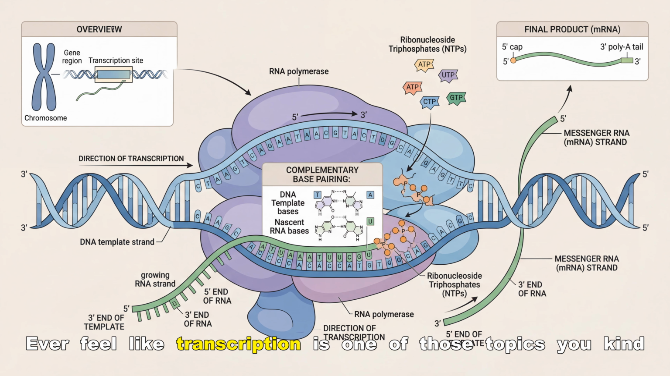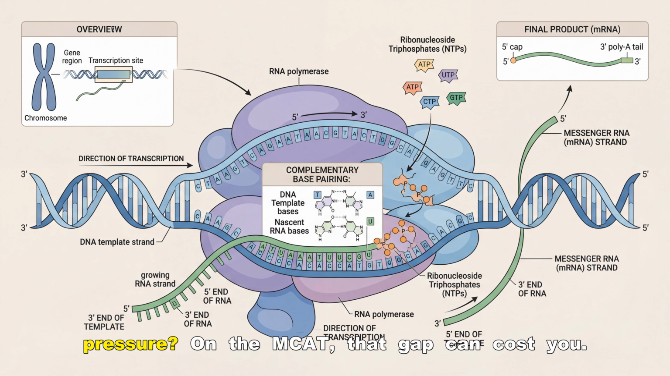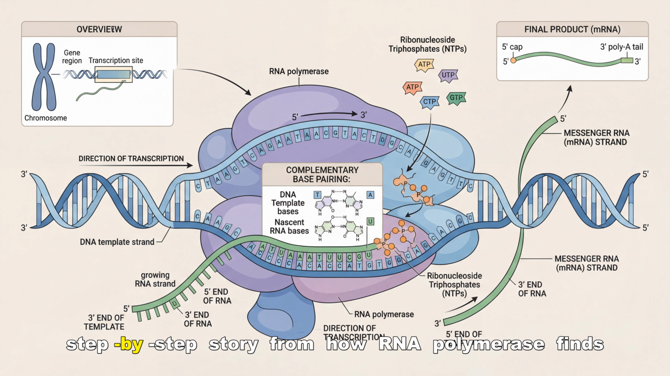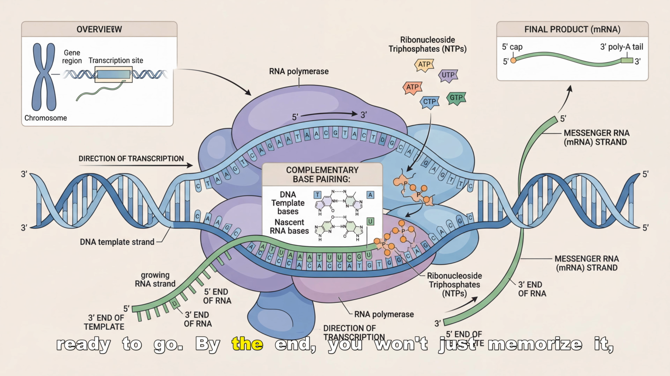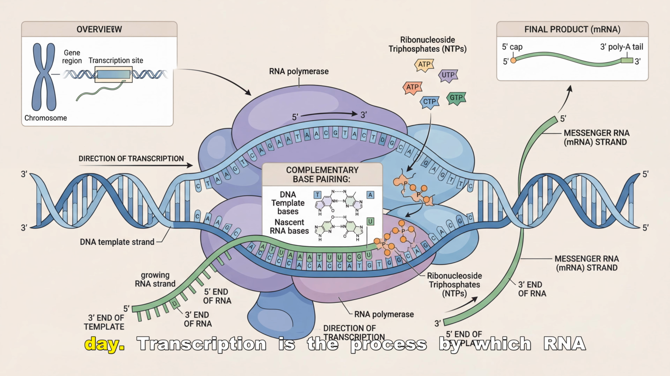Ever feel like transcription is one of those topics you kind of recognize but couldn't confidently explain under pressure? On the MCAT, that gap can cost you. In this video, we're breaking transcription down into a clear, step-by-step story, from how RNA polymerase finds a promoter to how a finished RNA strand is processed and ready to go. By the end, you won't just memorize it, you'll actually understand it. And that's what gets you points on test day.